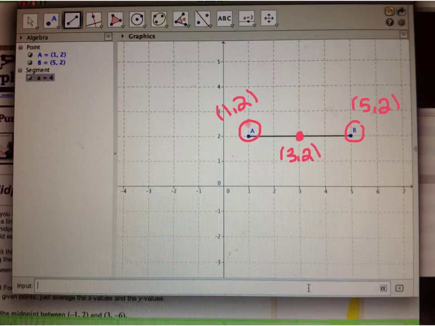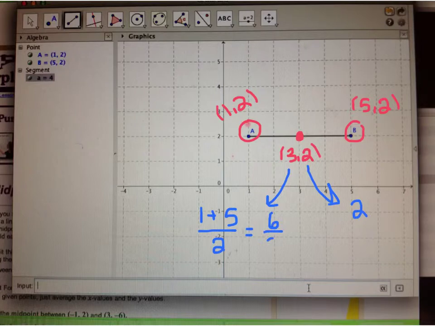Now this totally makes sense. The y coordinate is just 2 because it's a straight line, so the y coordinate hasn't changed at all. And the x coordinate, we can figure it out if we just add 1 and 5 and divide that by 2. That gives us 6 divided by 2, which gives us an x-coordinate of 3.